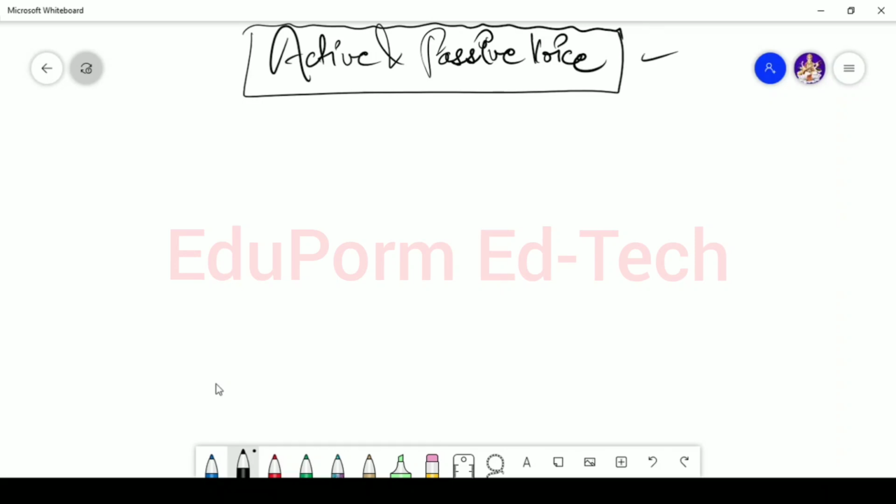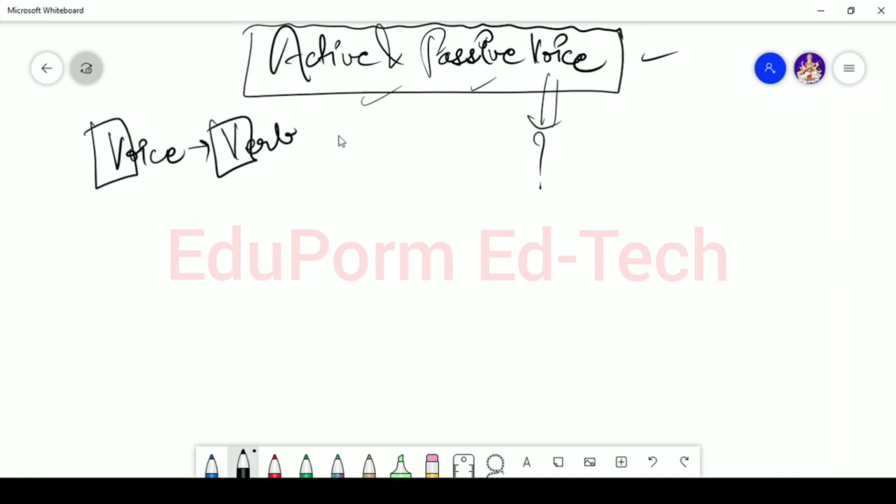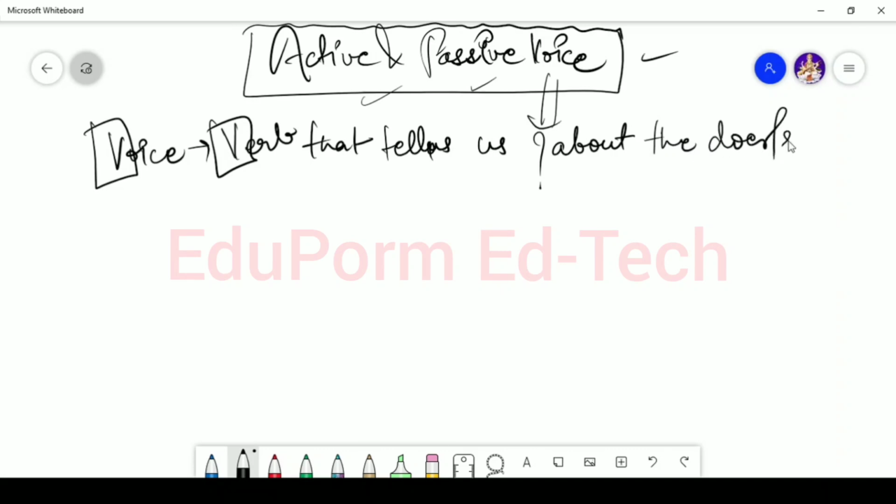So we're going to talk about the basics first, where I will make you understand what voice is. Before talking about active and passive voice, we're going to understand what voice is. So V for voice, V for verb. Voice is a verb that tells us about the doer or the subject.